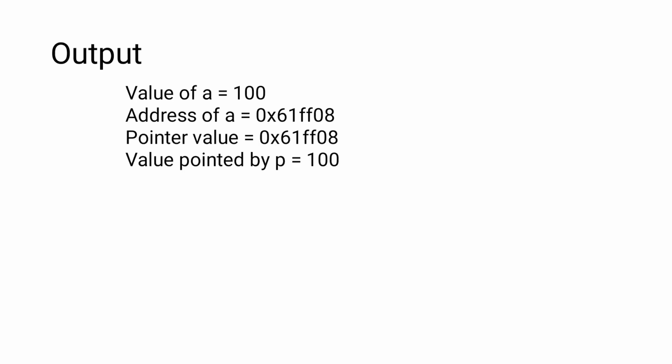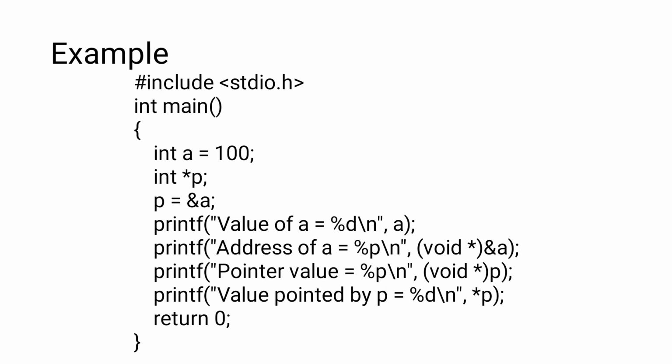That is 1000. Inside the 1000 we are having P, in P we are having 1000, inside the 1000 I am having 100. So value pointed by P equal to 100. This is the output for the single pointer program.